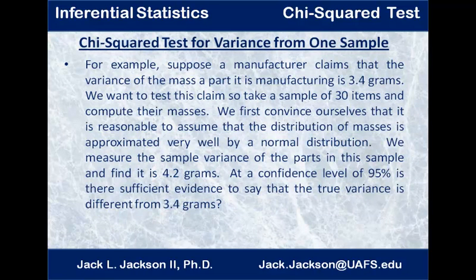Suppose we have a manufacturer who claims that the variance of the mass of a part it's manufacturing is 3.4 grams. We want to test this claim, so we take a sample of 30 items and compute their masses. We first convince ourselves that it's reasonable to assume that the distribution of masses is approximated very well by a normal distribution. We measure the sample variance of the parts in this sample and find that it is 4.2 grams. At a confidence level of 95%, is there sufficient evidence to say that the true variance is different from 3.4 grams?